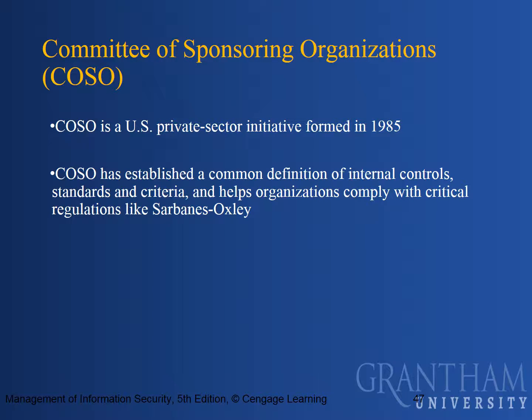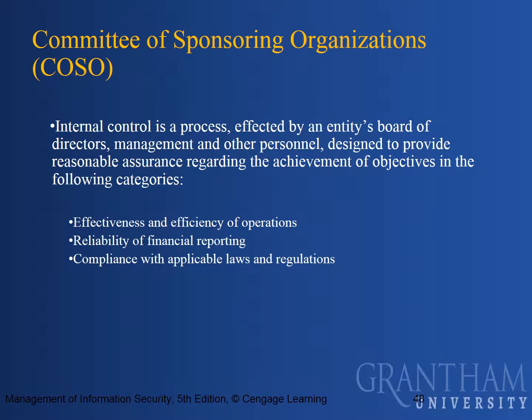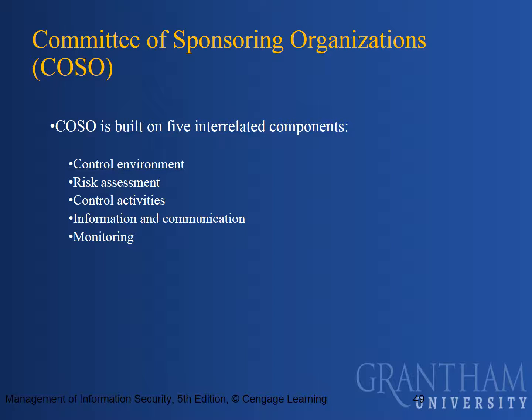Committee of Sponsoring Organizations, COSO, is a U.S. private sector initiative formed in 1985. Its major objective is to identify the factors that cause fraudulent financial reporting and to make recommendations to reduce its incidence. As you see on the slide, the objectives for COSO are effectiveness and efficiency of operations, reliability of financial reporting, and compliance with applicable laws and regulations. It's built on 5 components: control environment, risk assessment, control activities, information and communication, and monitoring.